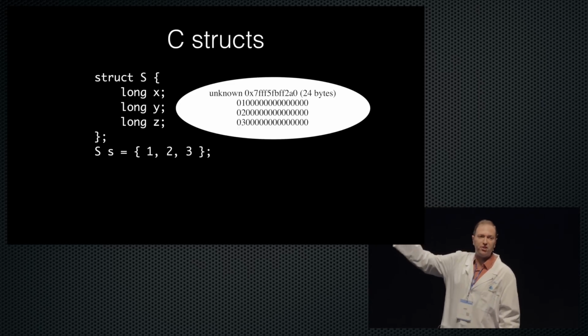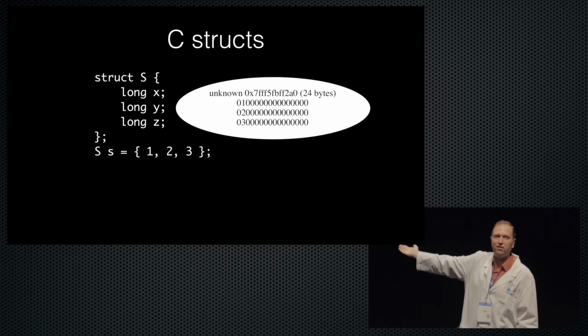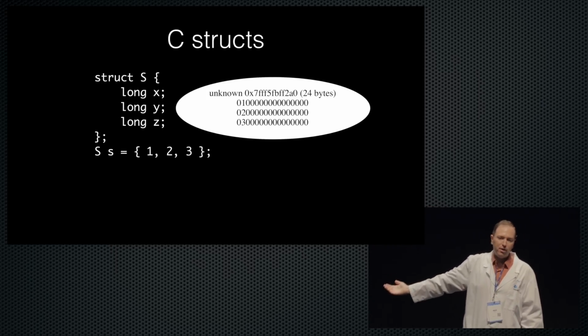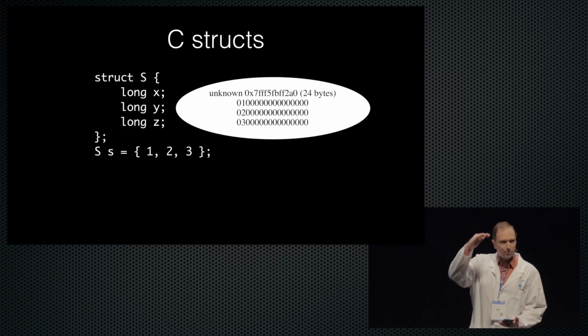And you can see that it essentially just lays them out sequentially. We got 1, followed by 2, followed by 3. And there's a bunch of empty space because long is an 8-byte value, and these are small numbers, so they have a lot of leading zeros. It just puts them out one by one.